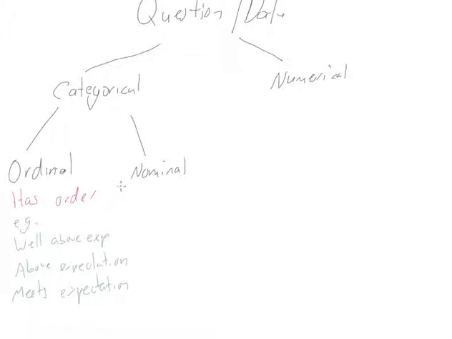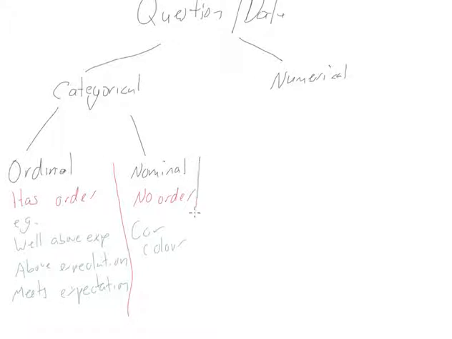Nominal has no order. So there's no necessarily greater in this case. Car color might be a good example here. There's nothing saying that white is better than silver. It's all personal preference. And generally not the most helpful category, but it is necessary, a bit of a necessary evil.